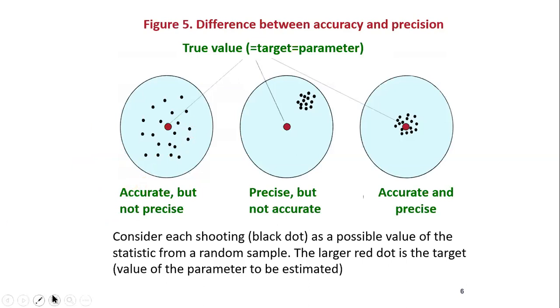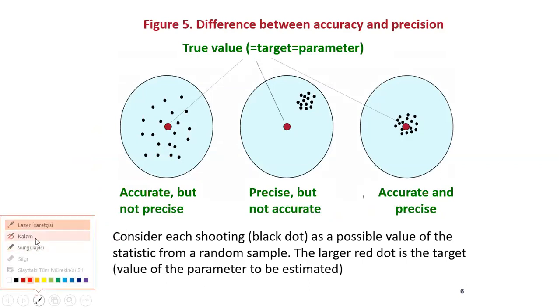Let's look at this part. So this is an accurate but not precise estimator. This is a precise but not accurate estimator. This is the accurate and precise estimator. What does this mean?